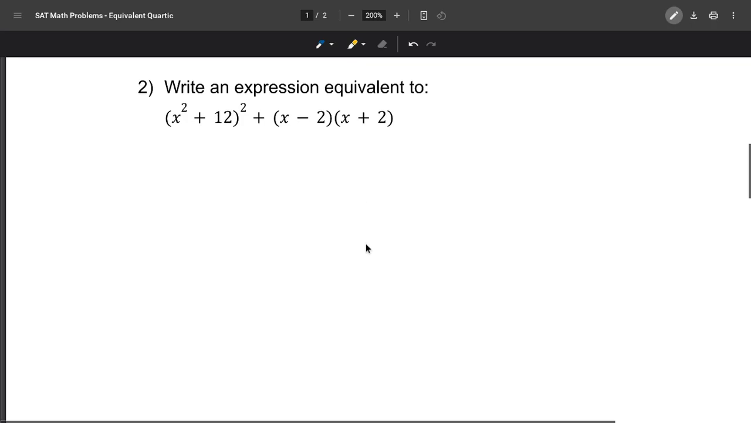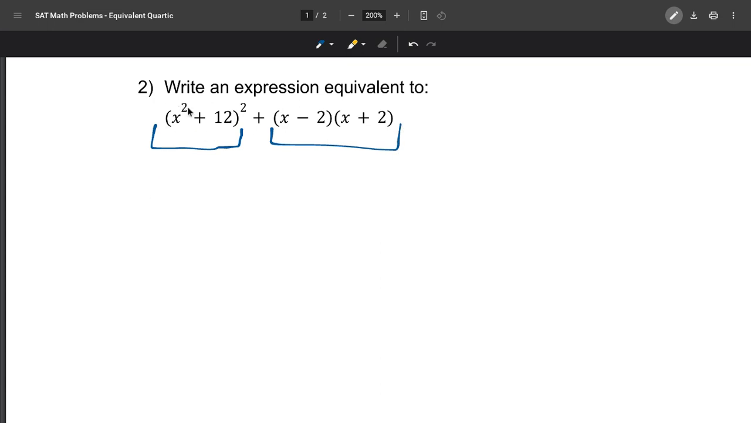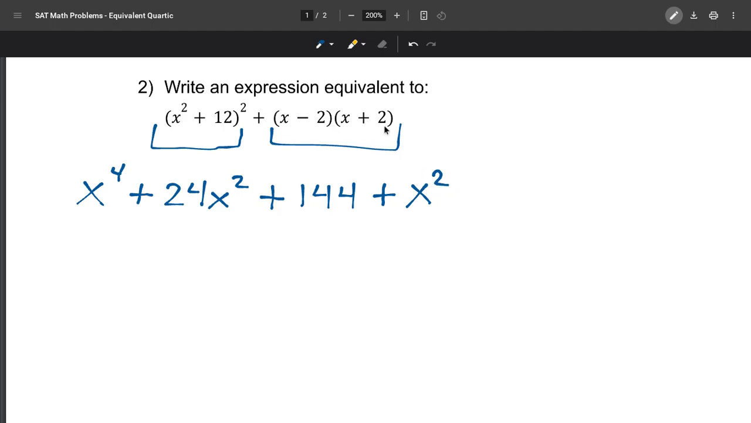All right, another one, we have a perfect square trinomial and difference of squares. So let's do the perfect square trinomial first. So we're going to square this to get x to the fourth. Then we're going to do 2 times 12 times x squared, so plus 24x squared. And then plus 12 squared, so plus 144. Here we're going to add this because of the plus here. Then we're going to have x squared minus 2 squared, so minus 4.